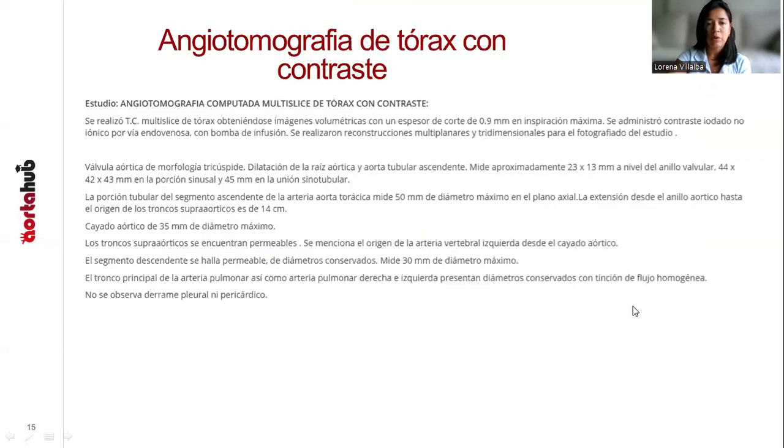This is the report, as I said, noting a trileaflet aortic valve, enlargement of the aortic root and the ascending tubular aorta, measuring up to 50 millimeters in diameter, a 35 millimeter aortic arch, and the descending aorta segment showing preserved diameters. They also reported the extension from the aortic ring to the origin of the supraaortic branches measuring 14 centimeters.